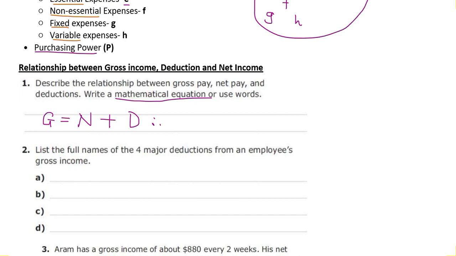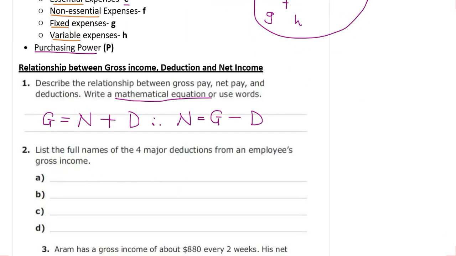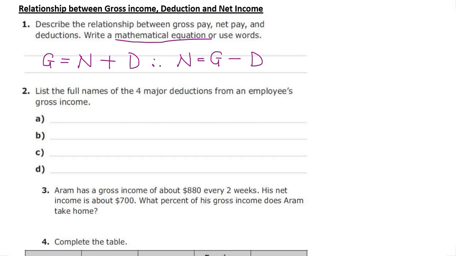So in here, if we want to find our net income, which is represented as N, we are going to subtract our deduction from our gross pay in order to actually get our net pay, which is also called a take home, which is right here, take home pay. So that is it for a mathematical equation that expresses the relationship between gross pay, which is G, net pay, which is represented as N, and deduction, which is represented as D.